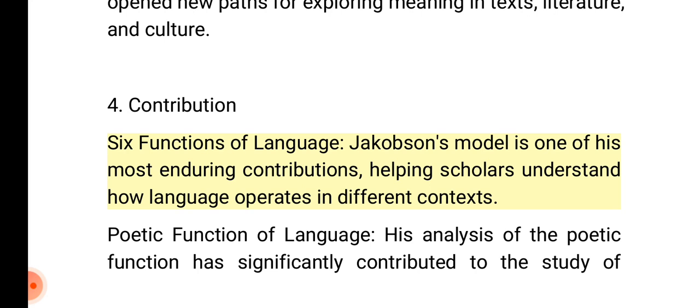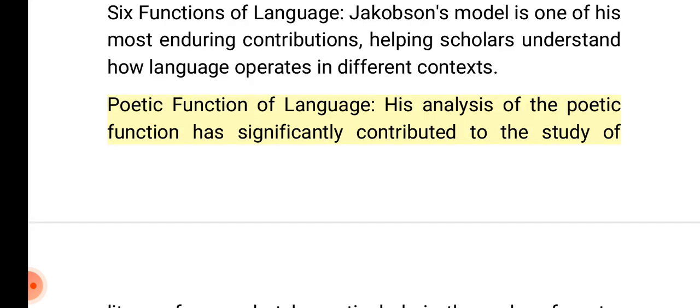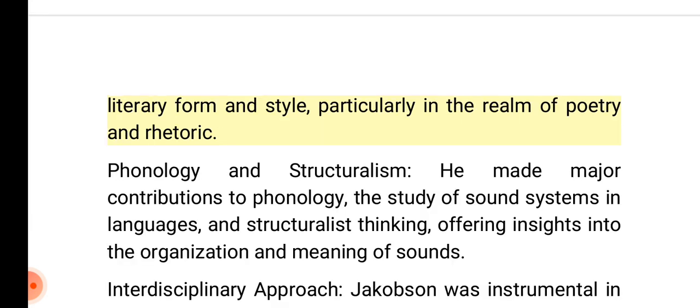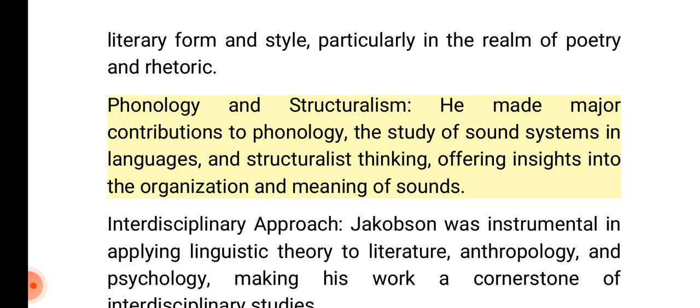Jakobson's model is one of his most enduring contributions, helping scholars understand how language operates in different contexts. Poetic function of language. His analysis of the poetic function has significantly contributed to the study of literary form and style, particularly in the realm of poetry and rhetoric. Phonology and structuralism. He made major contributions to phonology, the study of sound systems in languages, and structuralist thinking, offering insights into the organization and meaning of sounds.